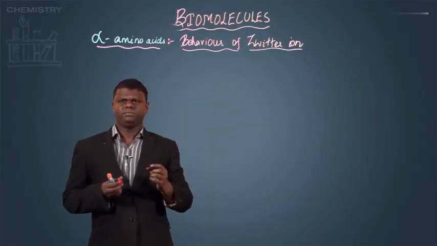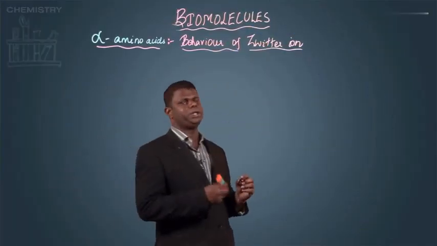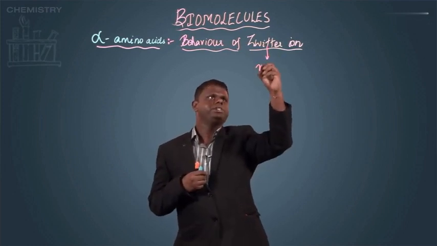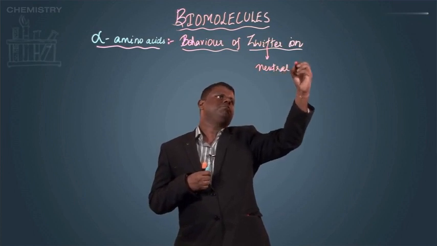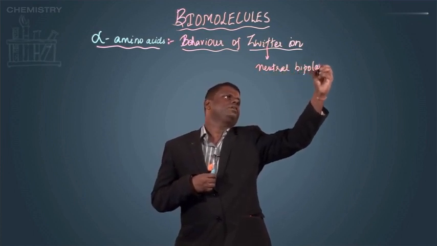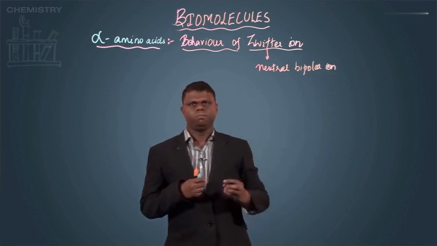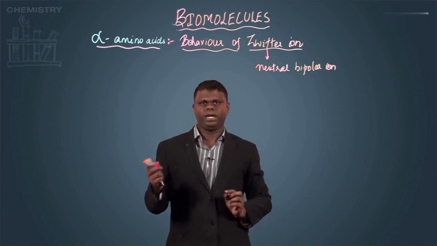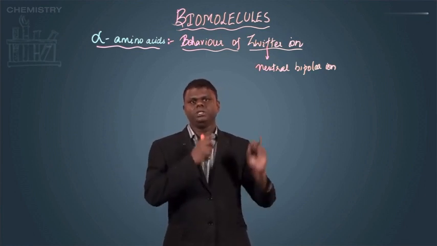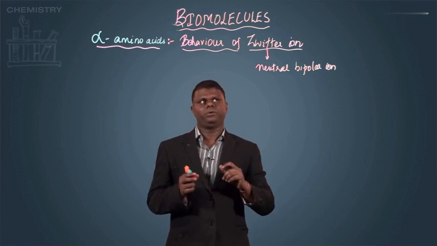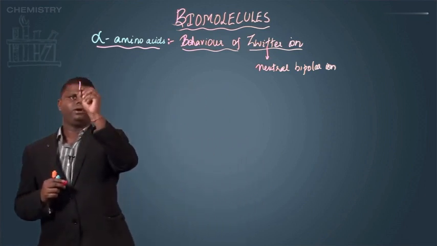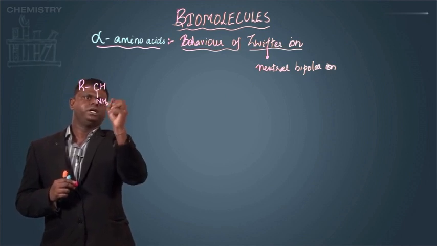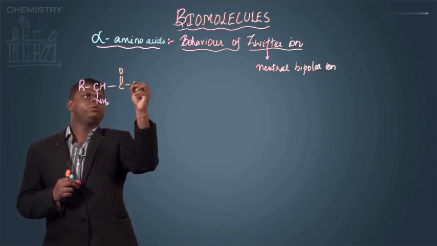Okay, now let's understand the behavior of this Zwitter ion. So let's have a review. What exactly is a Zwitter ion? Zwitter ion is a neutral bipolar ion, and it is formed by hydrogen transfer from the carboxylic acid functional group of alpha amino acid to the amino group of alpha amino acid. So let me represent a Zwitter ion. So this is the alpha amino acid, RCHNH2, and then you have C double bond O OH.